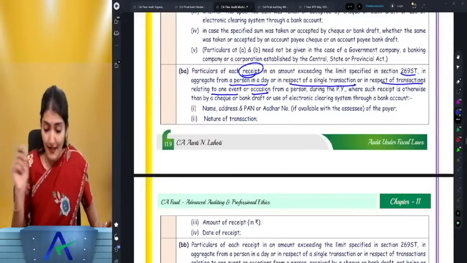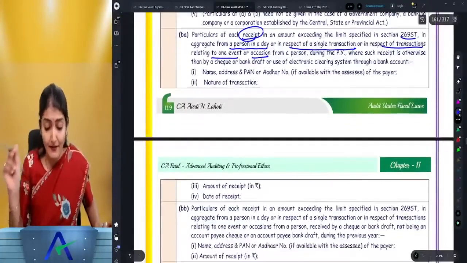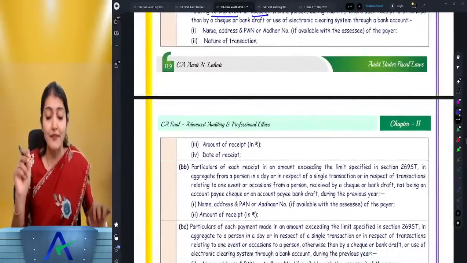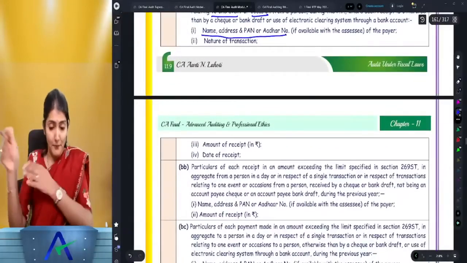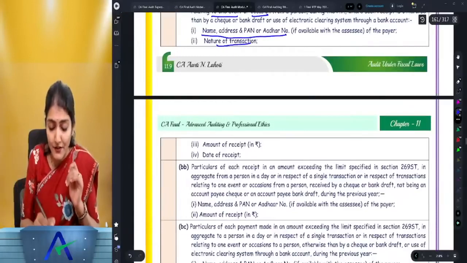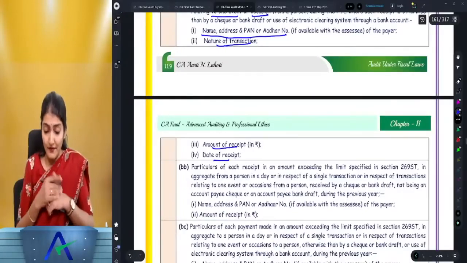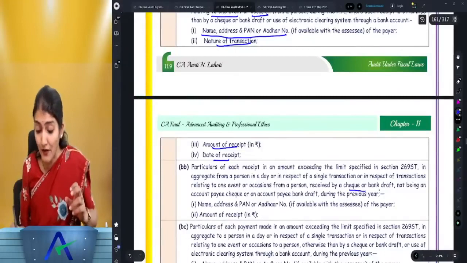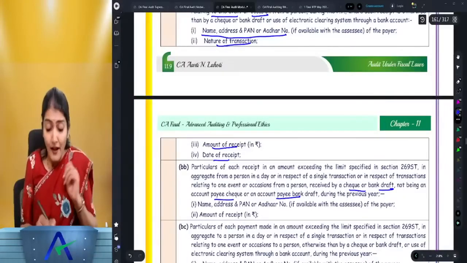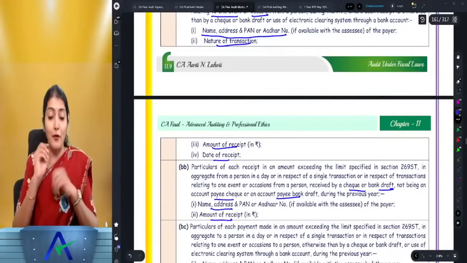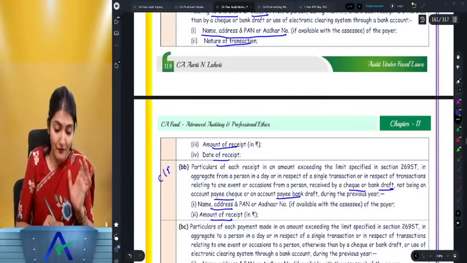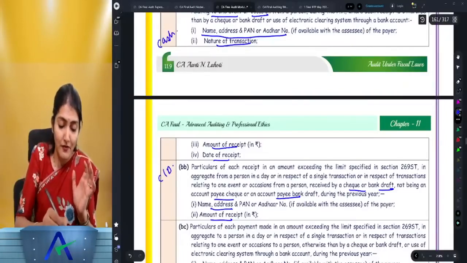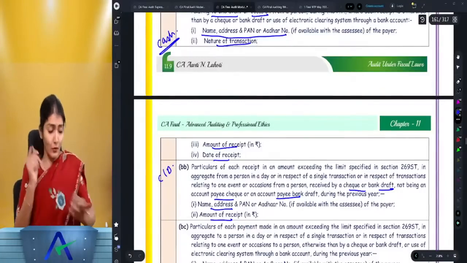Then what does it say? NAP: the name, address, PAN or Aadhaar, nature of the transaction, amount of receipt and the date of receipt. And if it is by check or draft which is not an account payee check or account payee draft, then only the name, address and the amount of receipt. Then nature and date need not be given. If it is in cash, then you also need to give the nature and the date. Okay, this is receipt.